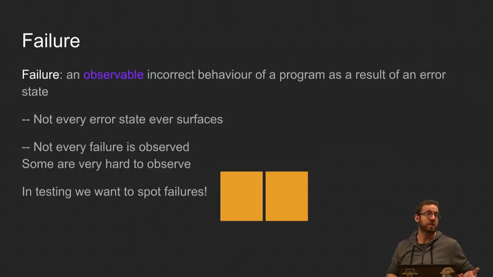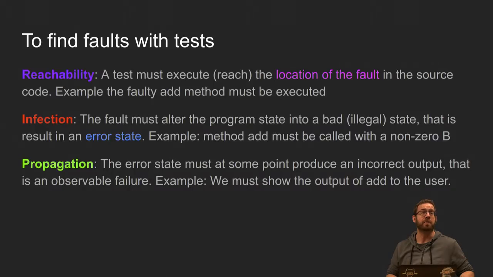So we want to observe these, and we must be observable. To find faults with a test, first we need to be able to reach the fault. We need to run the add method so that we can get an infected state, or an error state. So we actually must produce input into our program so that add is called, if that is the location of the fault. Reachability is about that, and we need reachability to get error states.